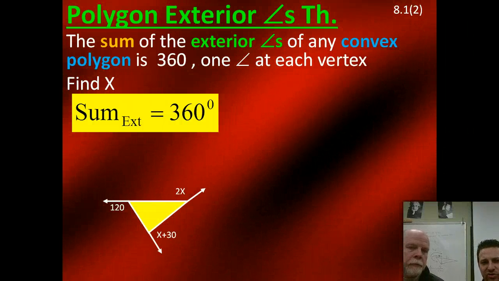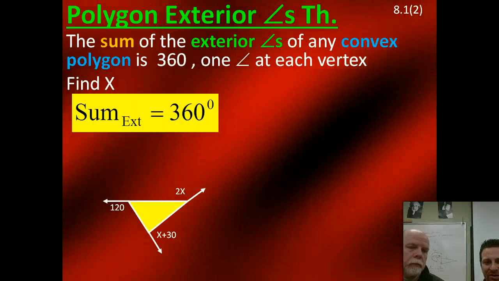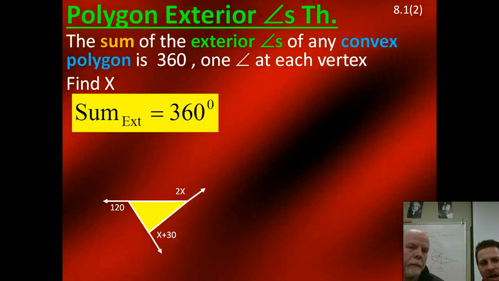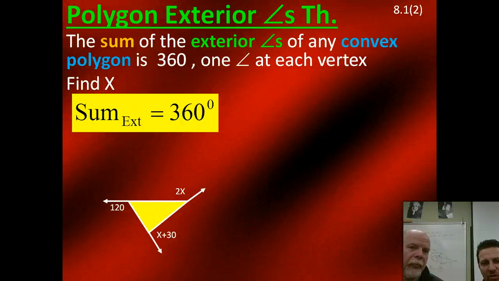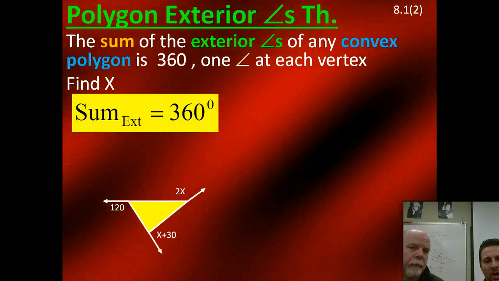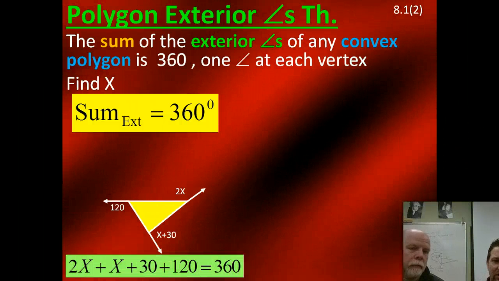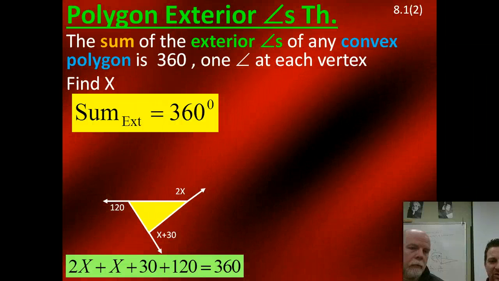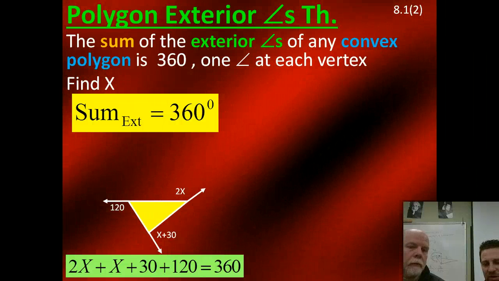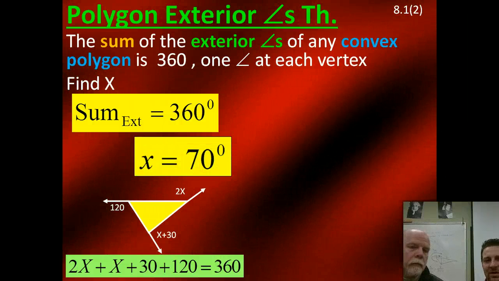Here it looks kind of like, as Mr. Scritchfield has said to me, a saw blade, when you extend those sides out. All you have to do is say, I've got 2x, x plus 30, and 120. Based on the exterior angle theorem, all those have to add up to 360. So 2x plus x plus 30 plus 120 equals 360. Add these together and I get 3x equals 150. Move some things around and you end up with 210, and 3x goes into 210 70 times.